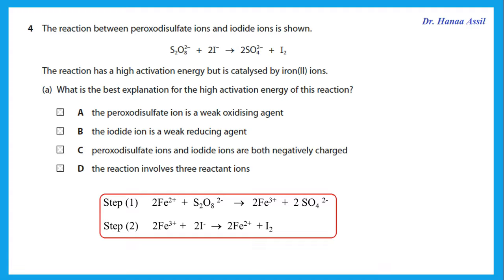And that is why we put iron 2+, and you are required to know these equations, that if I put iron 2+, it reacts first with the S2O8 2- and becomes iron 3+, and then the iron 3+ reacts with the other reactant and becomes or returns back to its original state of iron 2+. So why does this reaction have a high activation energy? Why is it slow? Because both reactants are negatively charged.